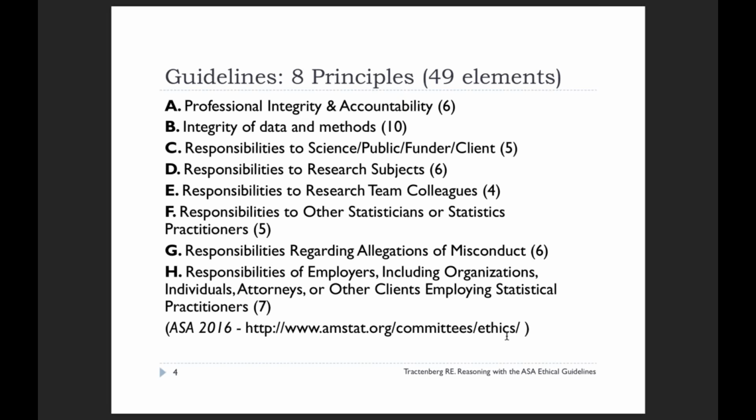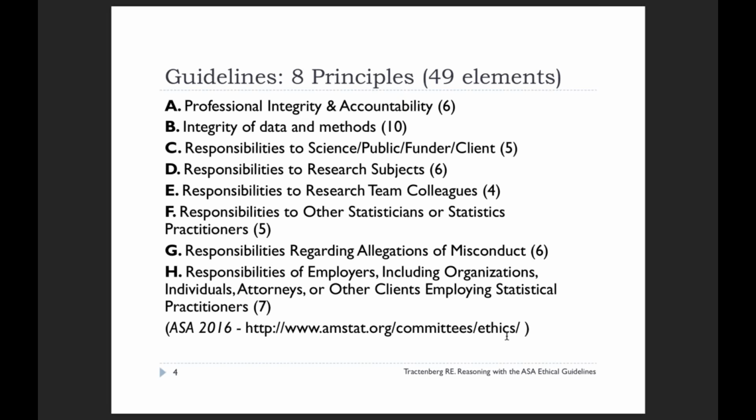So the guidelines themselves, the URL is at the bottom of this slide. They comprise 8 overall principles, and among those principles there are 49 specific elements. Now, I've listed the principles here, and in parentheses, the number of specific elements that each of these principles has. So the principle of professional integrity and accountability outlines different features or manifestations of the professional statistician's accountability and integrity, and similarly for the integrity of data and methods. So there are a different number of elements for each principle.